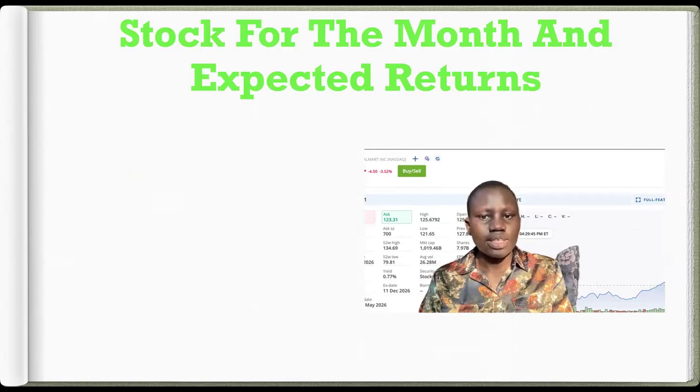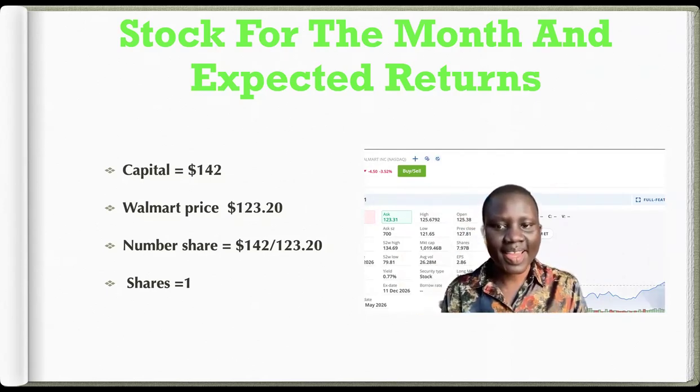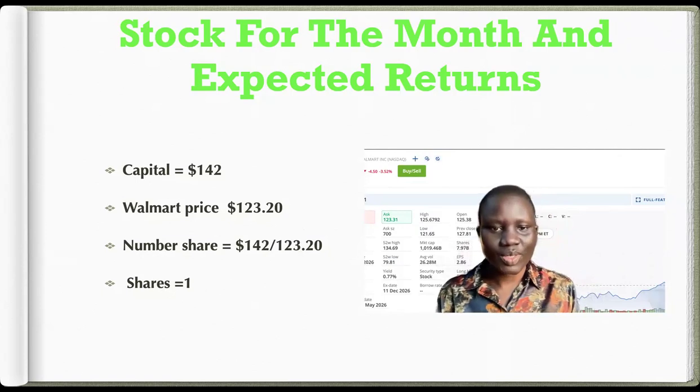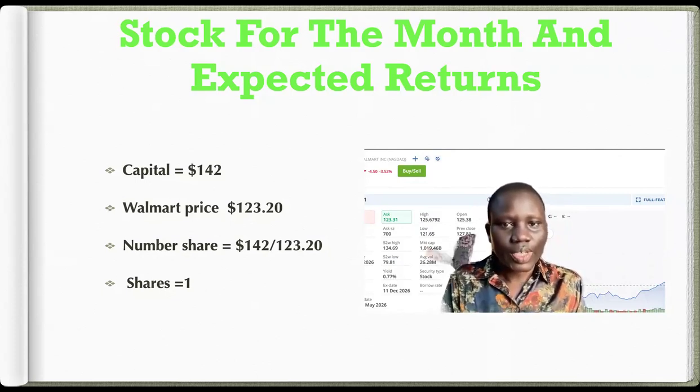Now the stock for the month and expected return. This month I have a capital gain of 142 dollars, and I'm going to buy Walmart. Walmart is 123.20, so about $123 per share. The number of shares that I'm going to buy is 142 divided by 123.20. This only gives you one share. So let's go ahead and finish the calculation.